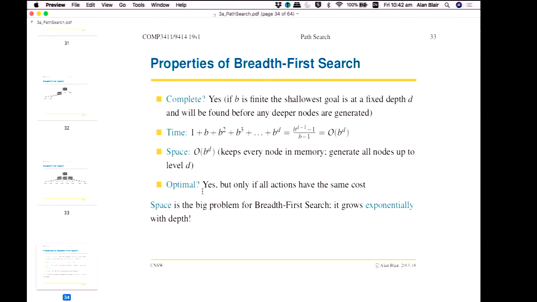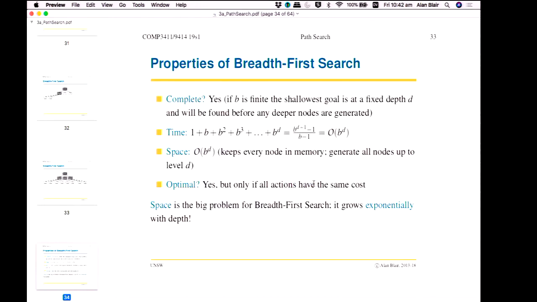Now, is it optimal? Yes, it is optimal, because if the shortest path to the goal is length 3, it'll find that and then it'll stop. It's not going to look for any path of length 4 or longer. So if there is another path to the goal that's longer, it won't find it. So it'll always find the shortest one if what we're interested in is the number of steps.